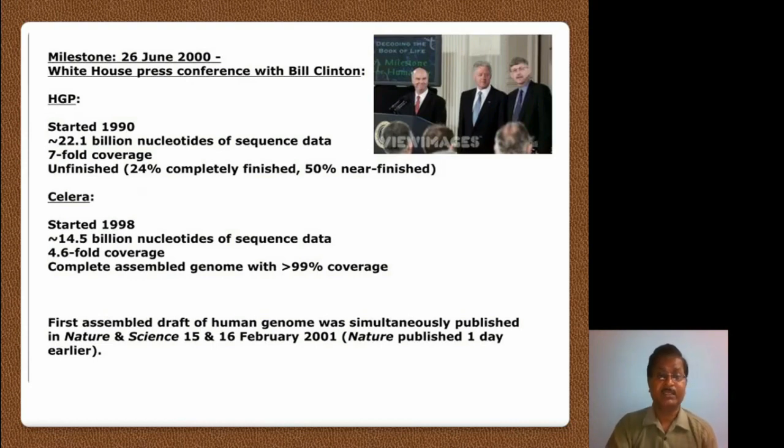Then Celera started in 1998. Approximately 14.5 billion nucleotides of sequence data were sequenced. 4.6-fold coverage was done, and a complete assembled genome with 99% coverage was produced. The first assembled draft of the human genome was simultaneously published in the scientific journals Nature and Science on 15th and 16th February 2001.